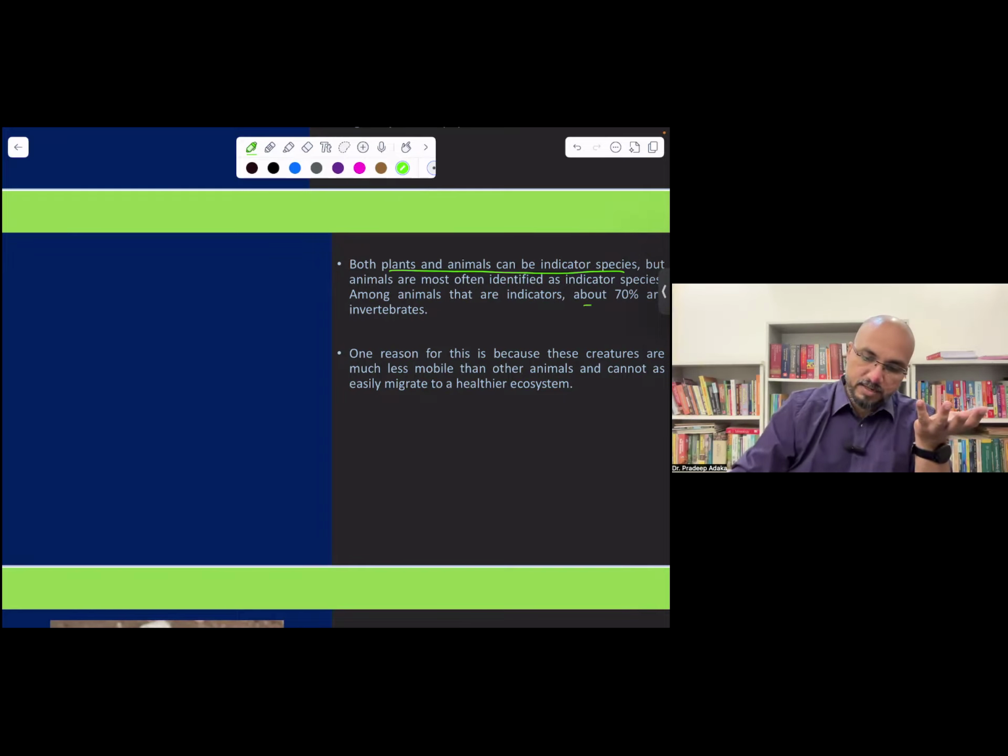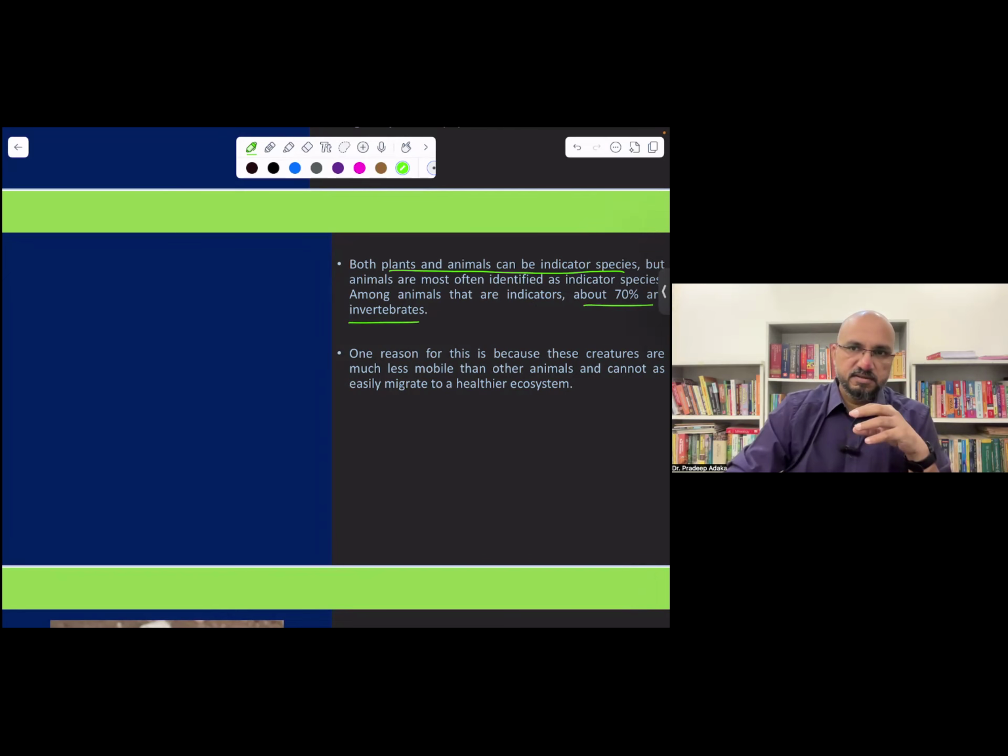So most of them are invertebrates. जो भी vertebrates हैं उसमें amphibians हैं. Salamanders, frogs, they are the sensitive species. Okay, about 70% of the indicator species are invertebrates.